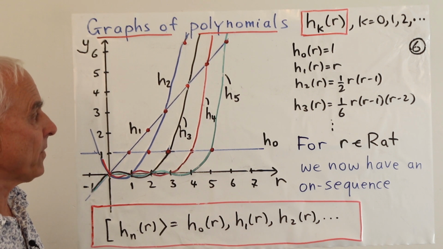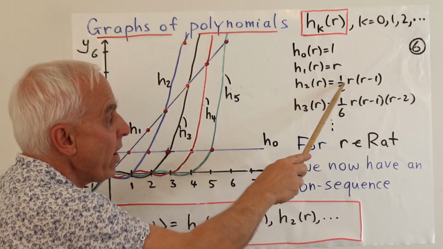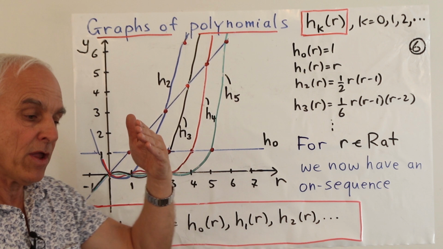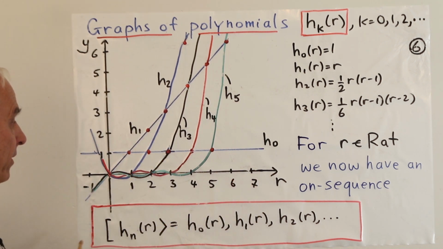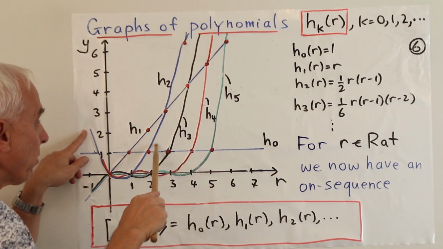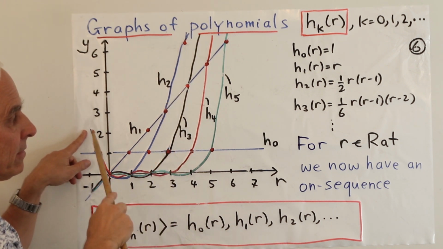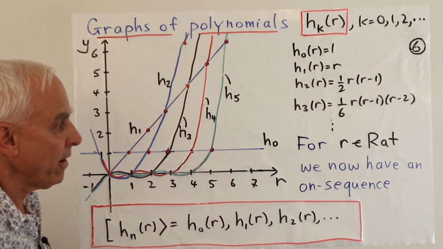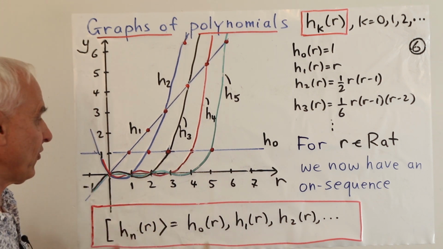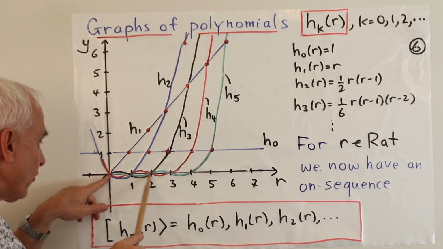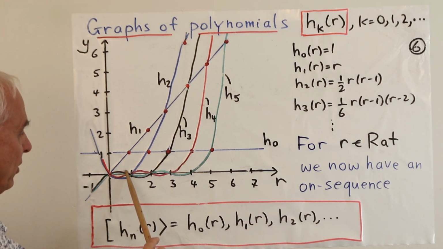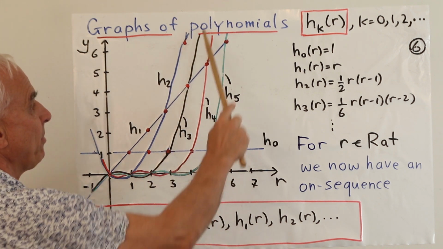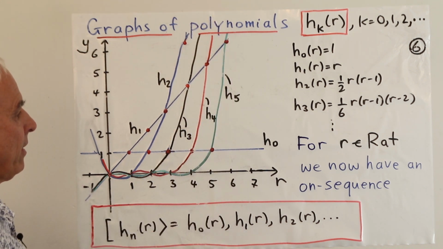h2 of r is 1/2 r times r minus 1. So that's a quadratic function that has zeros at 0 and at 1. There's a graph of it. It's a parabola. h3 of r, well, it's a cubic which has zeros at 0, 1, and 2. That's the black one here. So it's coming up through 0, then through 1, and then through 2, and then it goes up in the cubic way. And then the next one, h sub 4, well, it'll be the same kind of thing.